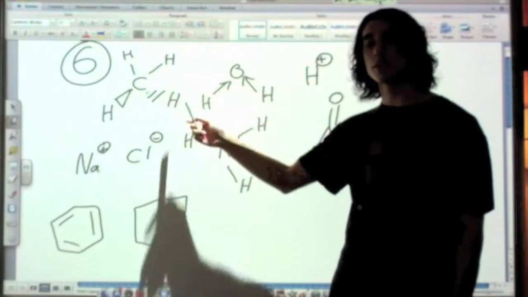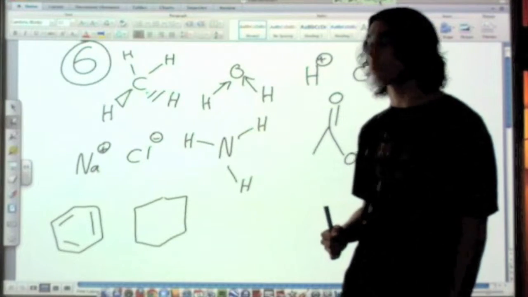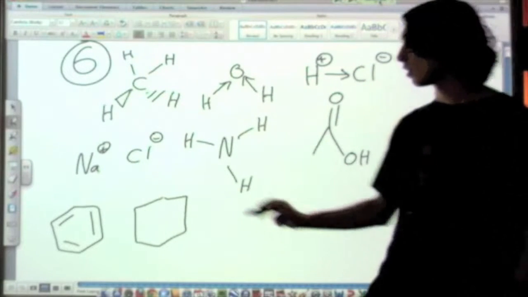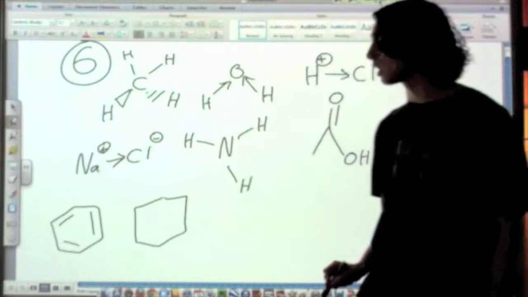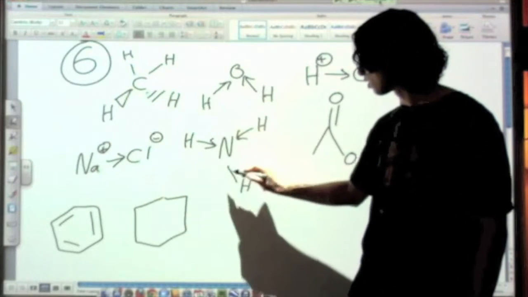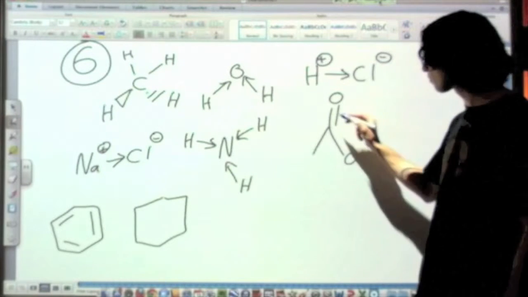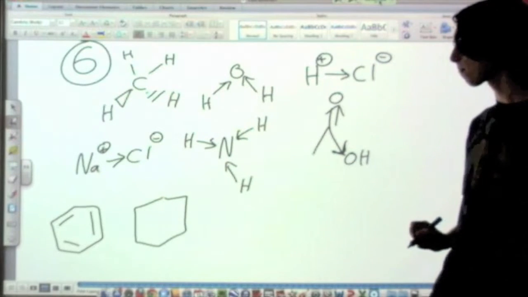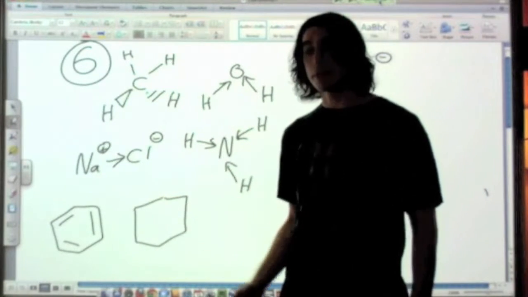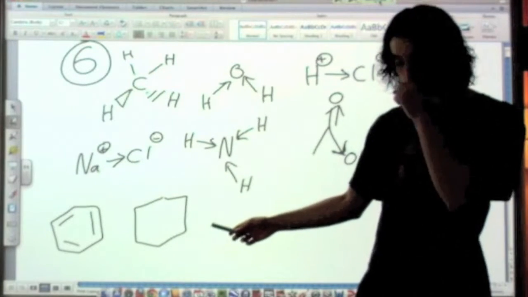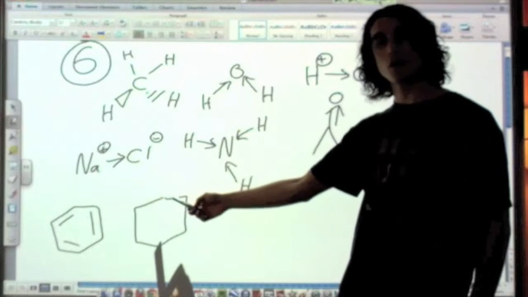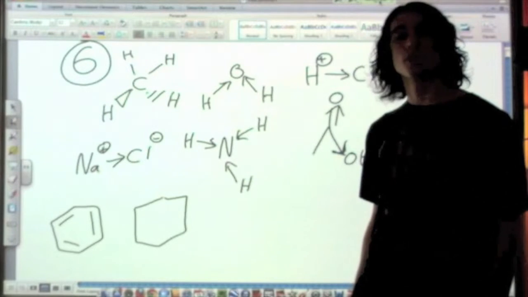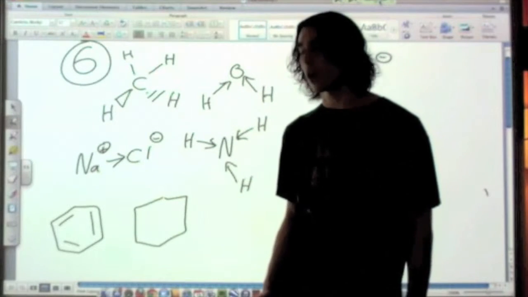Carbon and hydrogen have about the same electronegativity, so we draw no arrows on methane. For HCl, chlorine is more electronegative. For NaCl, chlorine is more electronegative. For ammonia, nitrogen is more electronegative. For acetic acid, oxygen is more electronegative. And here for cyclohexane and benzene, excuse me, carbons and hydrogens. So similar to with methane, there are no arrows because this molecule is essentially non-polar.